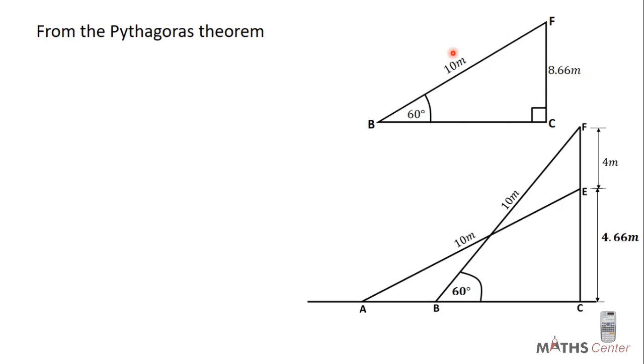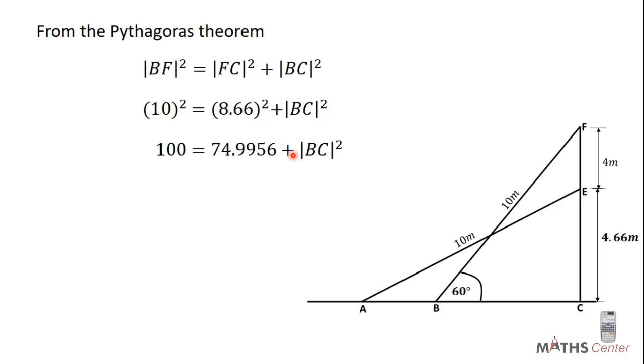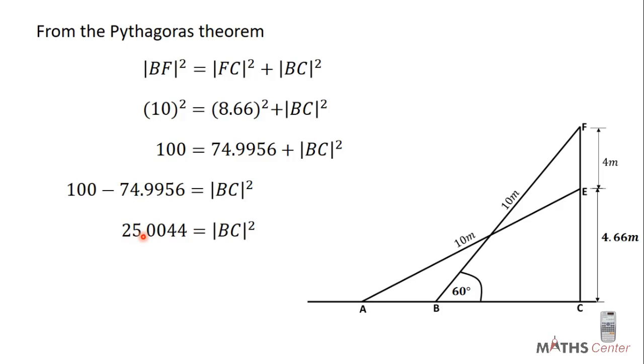So if you apply the Pythagoras theorem on this right angle triangle, you will see that BF squared is equal to FC squared plus BC squared. So BF is 10 meters, so 10 squared is equal to 8.66 squared plus BC squared. We simplify this and we are going to have 25.0044 is equal to BC squared. You take the square root of both sides and BC will give us 5.00 meters. You correct your answer to 3 significant figures, so 5.00 meters.